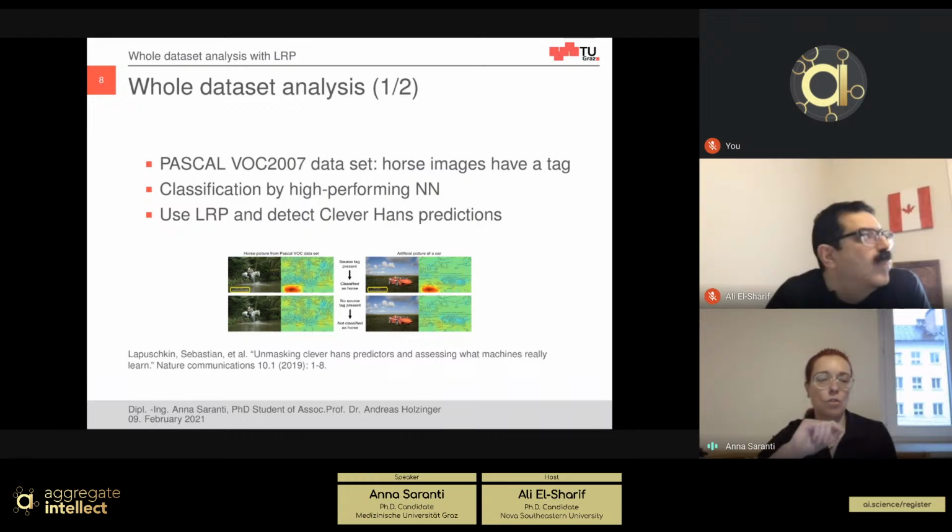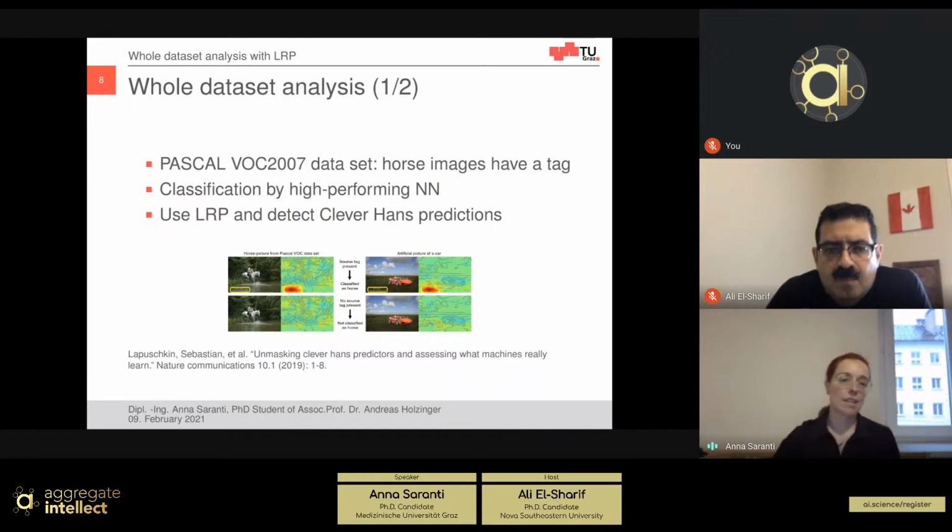What the researchers of the Technical University of Berlin found out for the Pascal VOC 2007 dataset was that almost 1/5 of the horse images had a tag on the left down side. And they found out that a high-performing neural network that also won a prize, which classified between all those different classes of images, containing horses, cars, buildings, and so on, was basing its good performance in cases where it saw the horse on this tag.